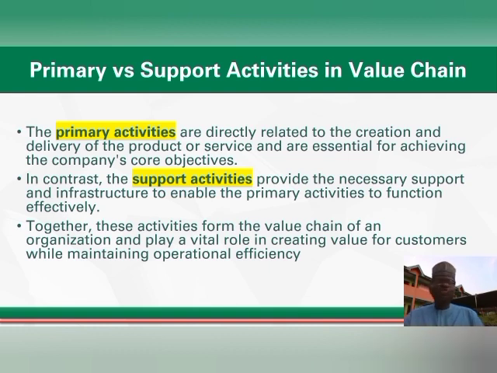Now, in value chain, we talk about the primary and support activities. Of course, there are different activities, so they are further divided into the support or primary activities. The primary activities are directly related to the creation and delivery of the product or services and are essential for achieving the company's main goal. However, support activities provide necessary support and infrastructure to enable the primary activities to function as expected. Together, these activities form the value chain of an organization and play a vital role in creating value for customers.